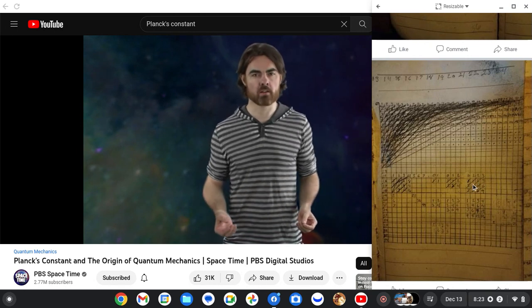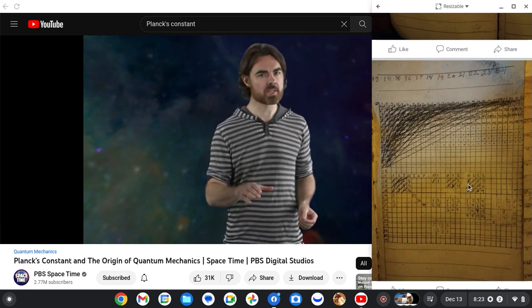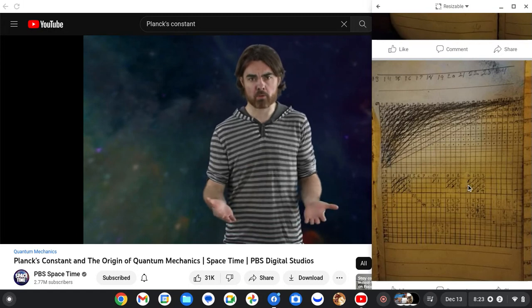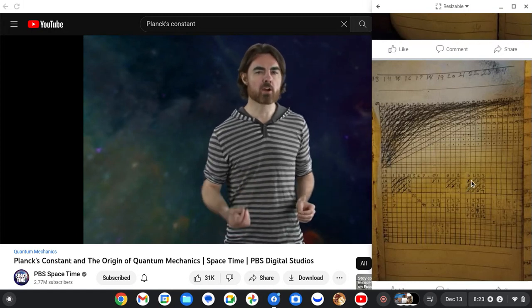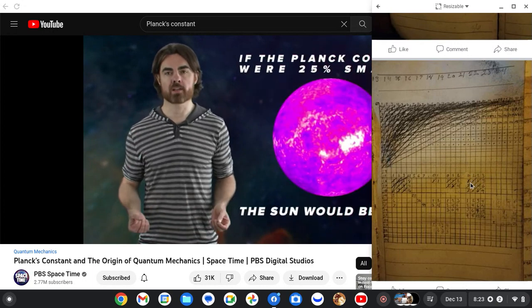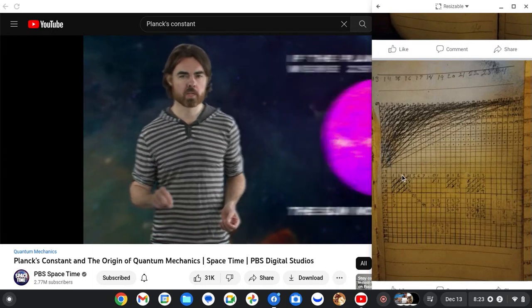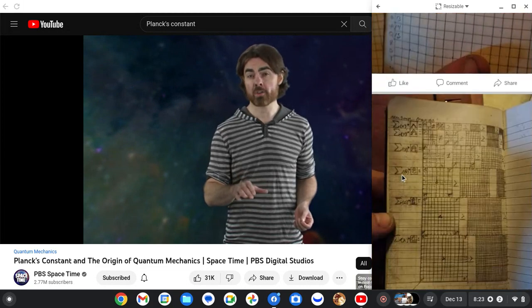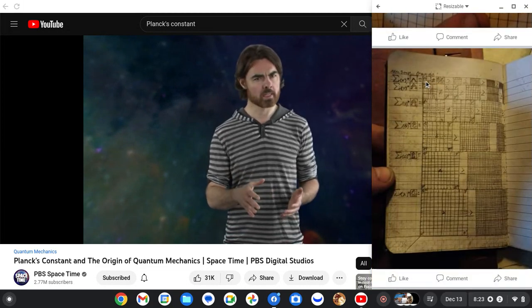Even on our scale, this wave starts to correlate. For example, the sun's temperature sets the color of sunlight. If the Planck constant were 25% smaller, the sun would be violet, or else we'd be in trouble. In fact, the mystery of why hot things glow the color that they do led us to discover the quantum universe in the first place.